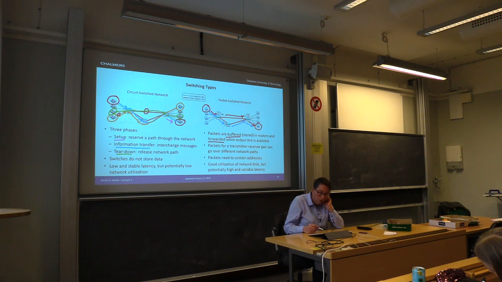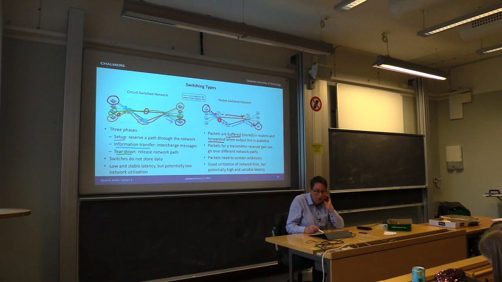Okay. So packets for a given transmitter-receiver pair can go over different network paths. And for this to work, the packets need to contain addresses. Otherwise, how does this router know where to send it? It has to look at the packet which is in its queue to figure out if it should go out this way or some other way, right? To reach eventually the destination.